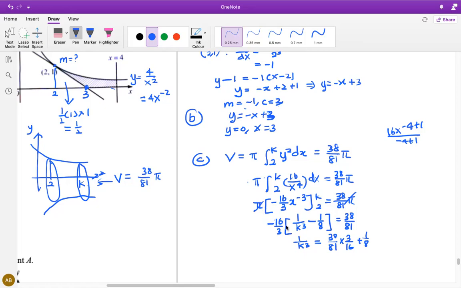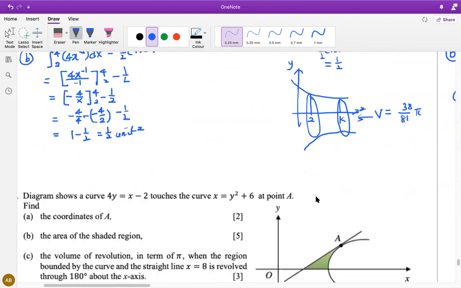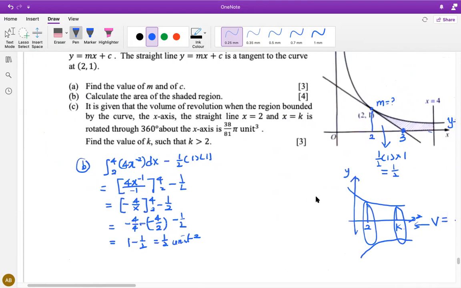All right, so here I forgot the negative here. If you use your calculator, you'll get 1 over k cubed equals 1 over 27. Therefore, k is 3. Okay, so k is 3. That is how you solve the problem.